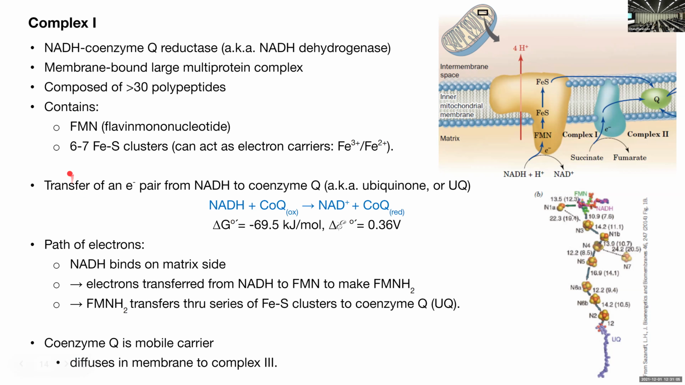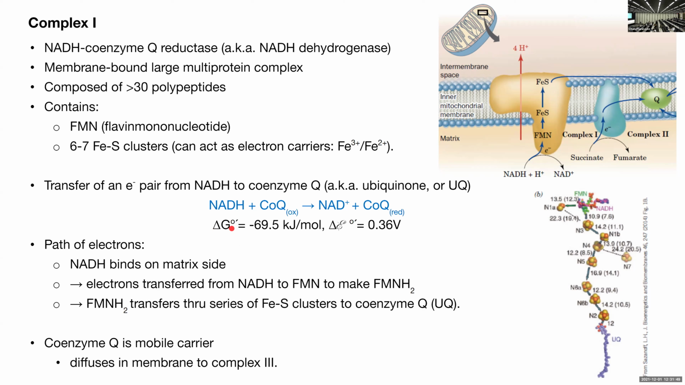What complex 1 does is transfer the electron pair, so 2 electrons, from NADH to coenzyme Q, which has other names like ubiquinone or UQ. This is the full reaction where oxidation and reduction happen. Coenzyme Q is the oxidized form, meaning it does not have electrons. NADH gives the electrons to coenzyme Q, so it becomes the reduced form, and NADH is oxidized to NAD plus.